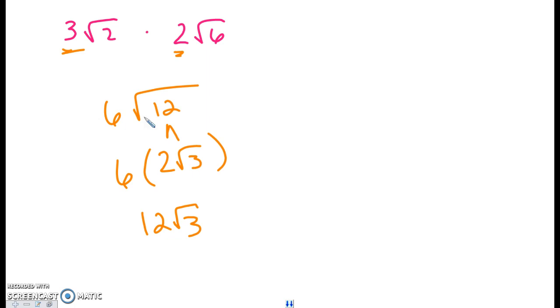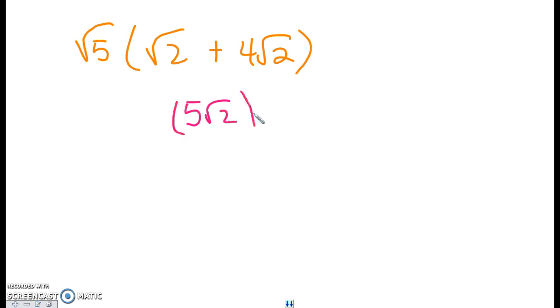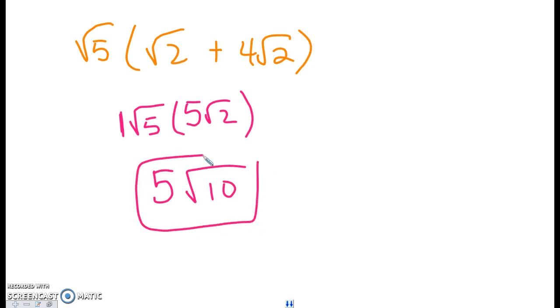And we'll try one of these on our own as well. So if I have radical 5 times radical 2 plus 4 radical 2. See if you can handle this one on your own. It combines a couple different things. Good, if we work inside the parentheses first, that becomes 5 radical 2. And I would multiply by radical 5 on the outside. When I multiply, I have my numbers out front. That's a 1, understood 1. So 1 times 5 is 5. Inside the radical, I get radical 10. And that would be my answer.